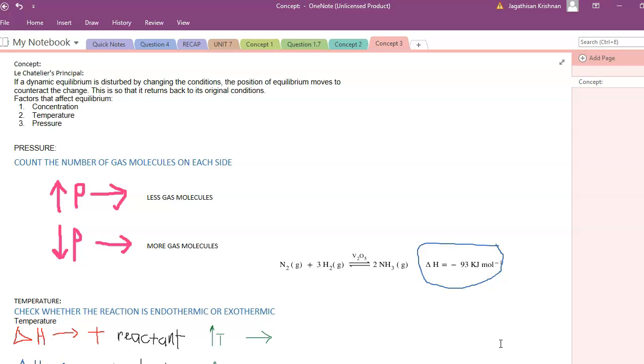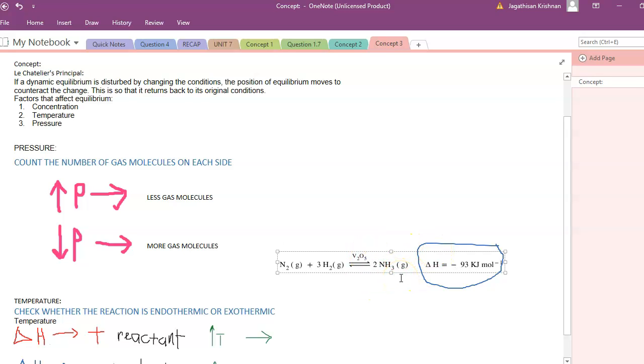Increasing the pressure will shift equilibrium to the side with less gas molecules, and decreasing the pressure will shift equilibrium to the side with more gas molecules. So let's look at the equation here. There are 4 gas molecules on the reactant side. Remember, you're only looking at the coefficient. And 2 gas molecules on the product side.